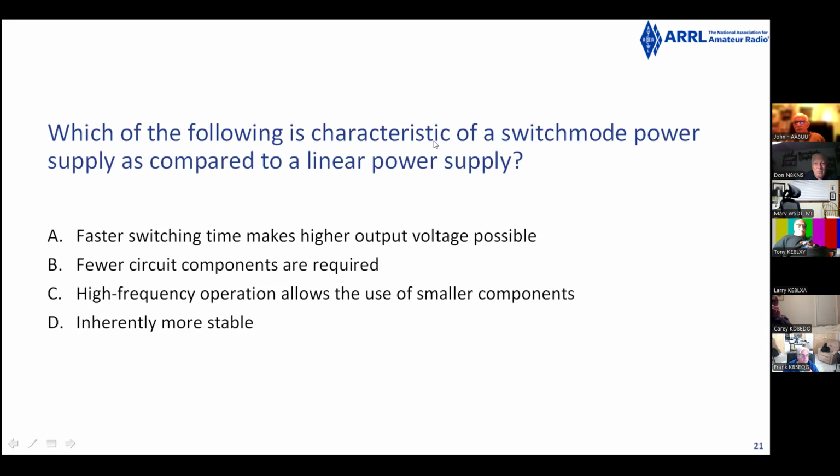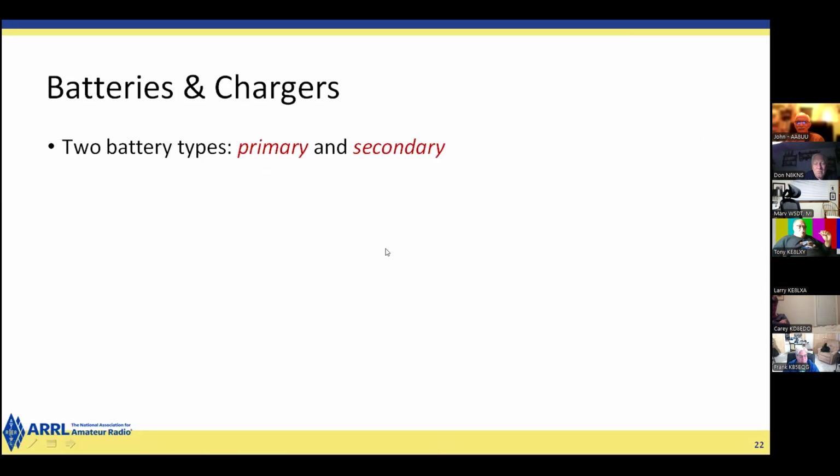Which of the following is characteristic of a switch mode power supply as compared to a linear power supply? Faster switching time makes higher output voltage possible. Fewer circuit components are required. High frequency operation allows the use of smaller components, inherently more stable. Well, definitely C. Yeah, it's a Charlie. Allows use of smaller components. Yay. And cheaper. Nah, there's more circuits, but I don't know.